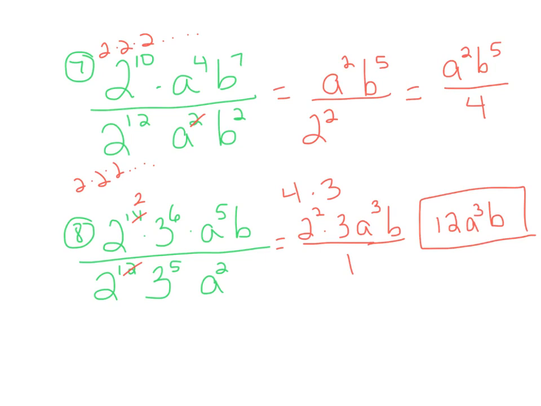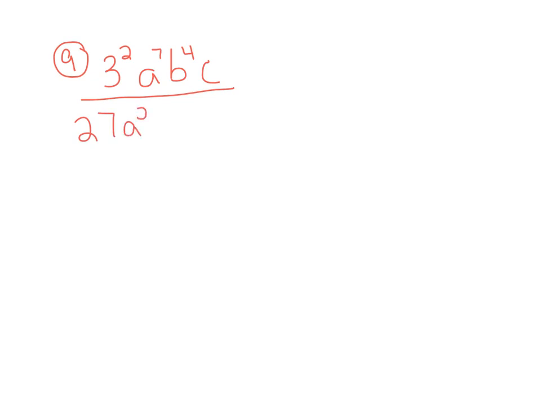All right. Number 9. What if I switch it up and now do this? 3 squared, A to the 7th, B to the 4th, C over 27, A to the 2nd, B to the 10th, C to the 4th. If you want to try it before I give you the answer, just hit pause and try it. If not, just continue playing and go on with me.